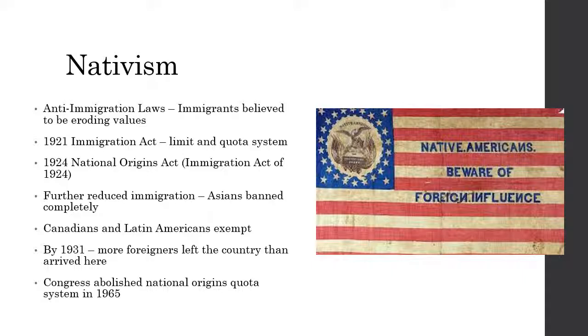This act apparently wasn't strong enough, and not long after it, we passed the National Origins Act of 1924. Sometimes you'll hear this called the Immigration Act of 1924. They mean the same thing. What this act does is it further restricts this quota. It cuts the quota from 350,000 all the way down to about 150,000, and it cuts that 3% down to 2%, and it entirely bans anyone who is of Asian descent.